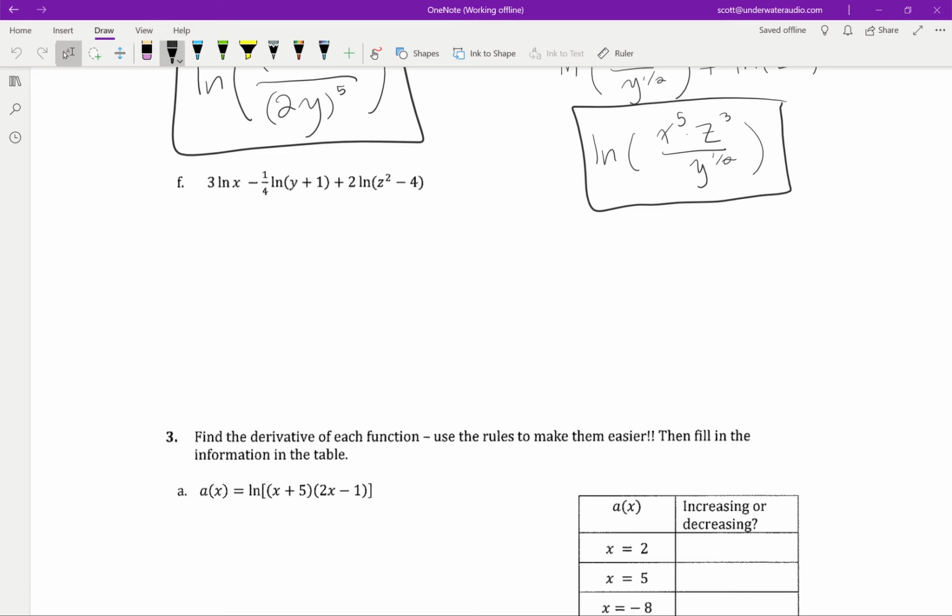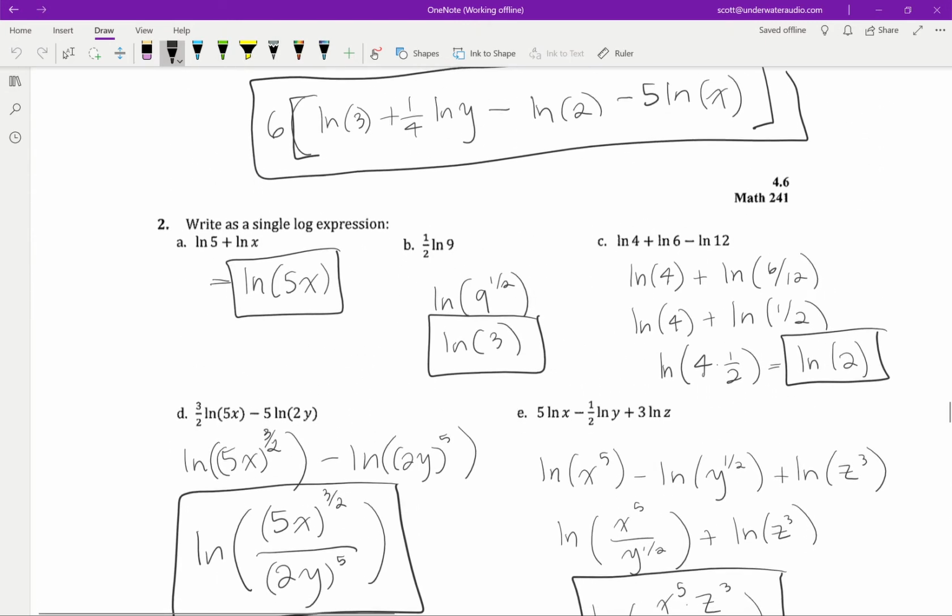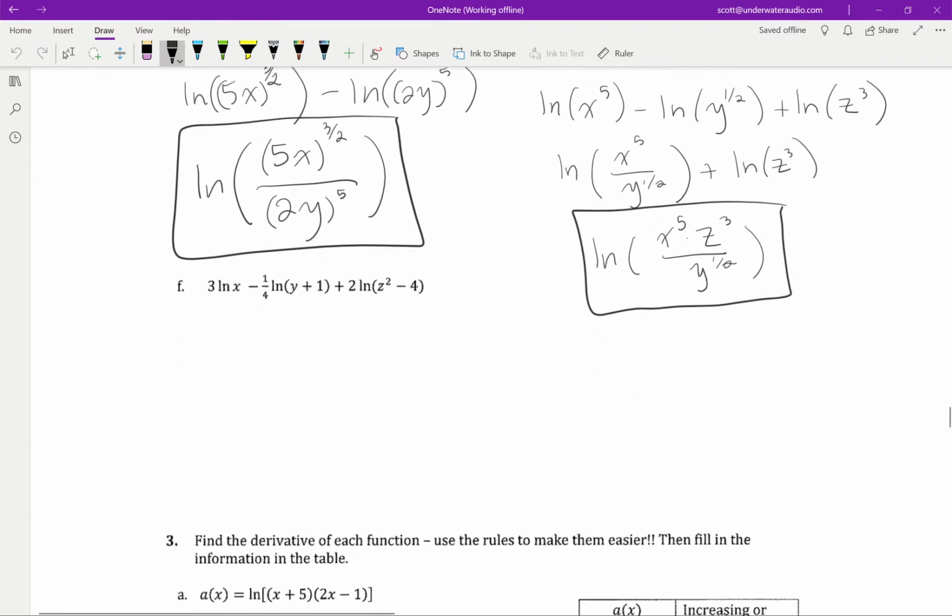All right, part F. 3 natural log of x minus 1/4 natural log of y plus 1 plus 2 natural log of z squared minus 4. Okay, and then it says to write as a single log expression.